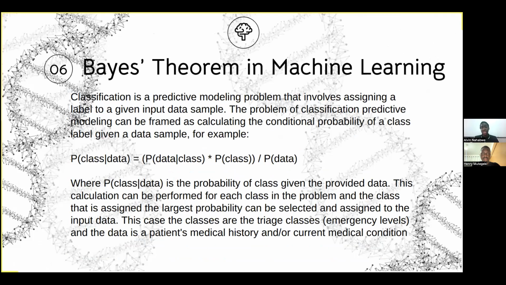In a machine learning context, it can be posed as follows: what is the conditional probability of a certain class label given some sort of data? In our use case, our classes are basically the levels of risk or triage classes. So what is the probability of a patient's triage class being what it is, given their medical history and or current medical situation?